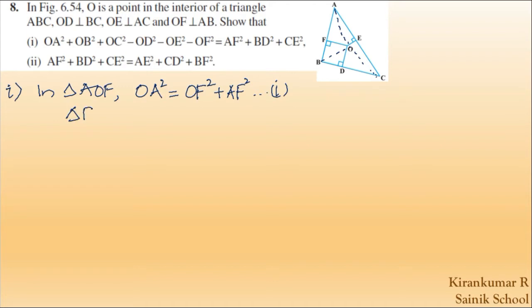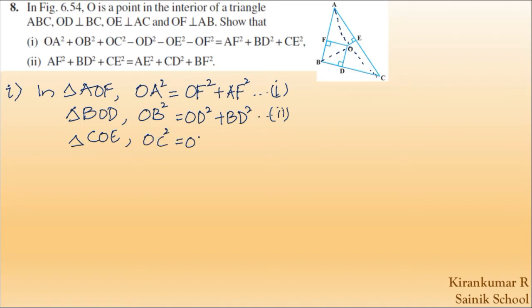Look at the triangle BOD. In this triangle BOD, angle D is being 90 degree. OB will be the hypotenuse. OB square will be equal to OD square plus BD square. This is equation 2. And also you observe the triangle COE. It's right angled at E. So OC will become the hypotenuse. So OC square will be equal to OE square plus EC square. Let me name this as equation number 3. These three are obtained by Pythagoras theorem.